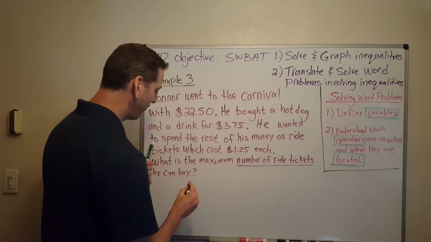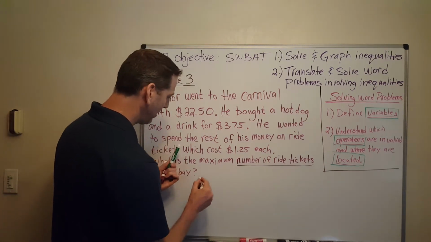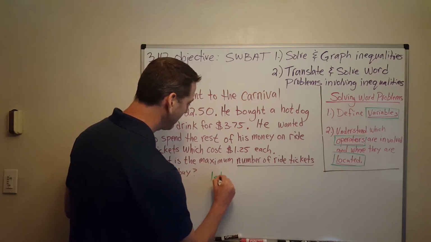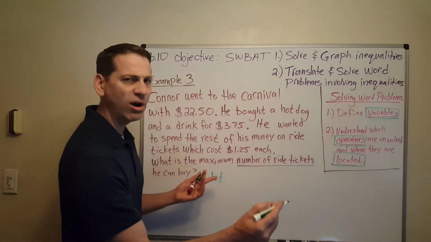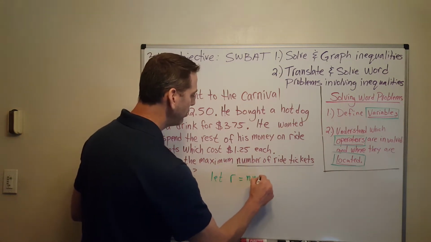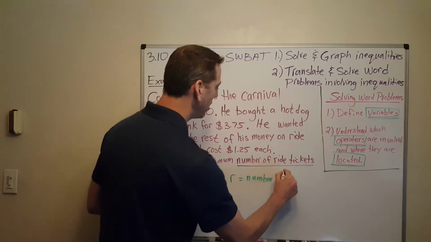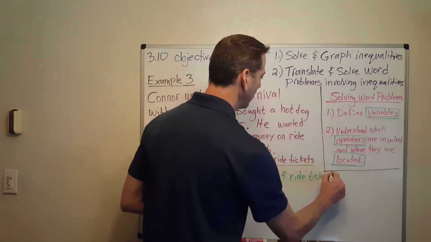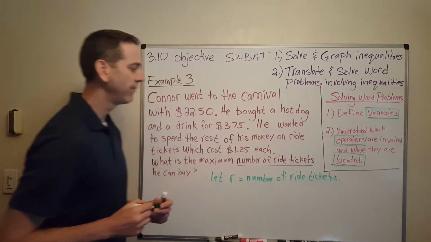So I'm going to go ahead and define that. Let's use a different color here. I'm going to say let, how about R? Let R equal the number of ride tickets.